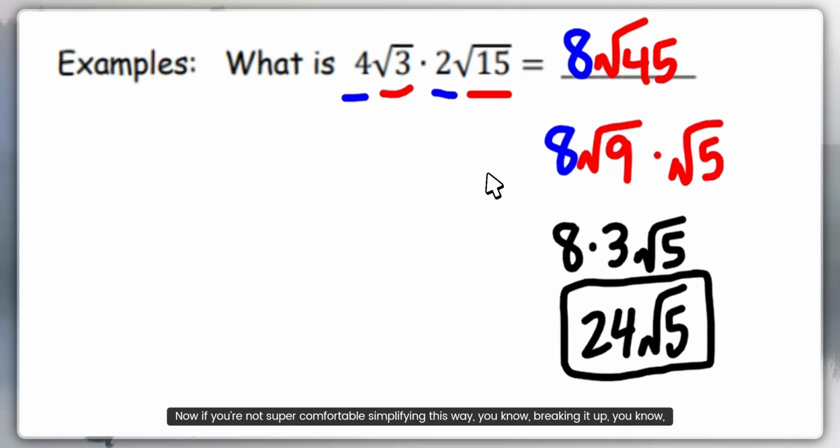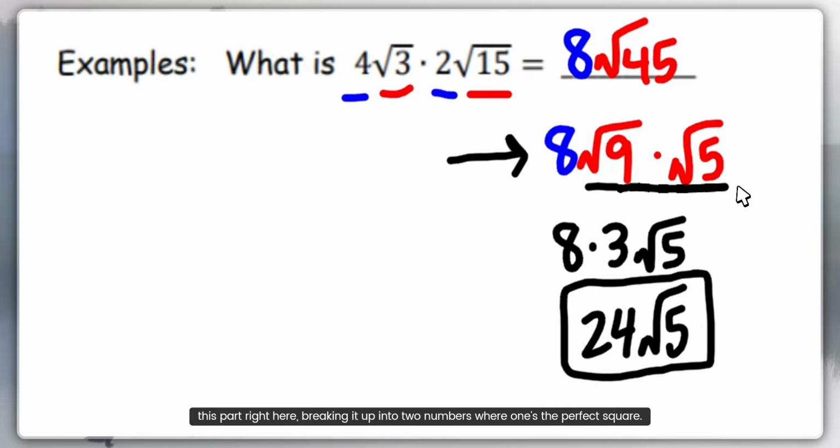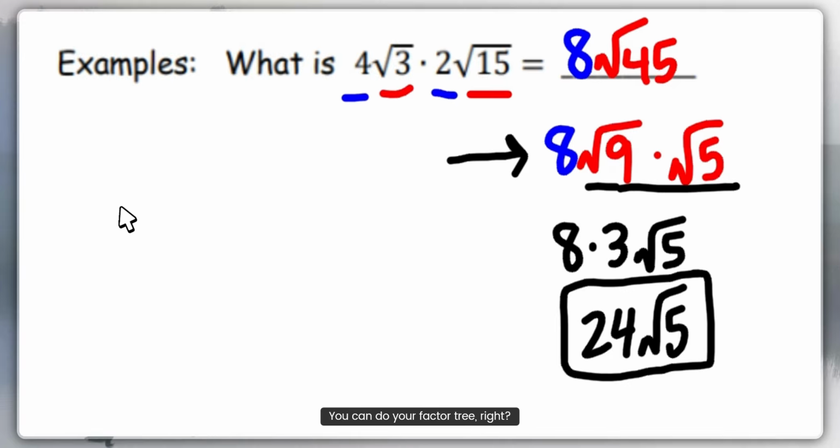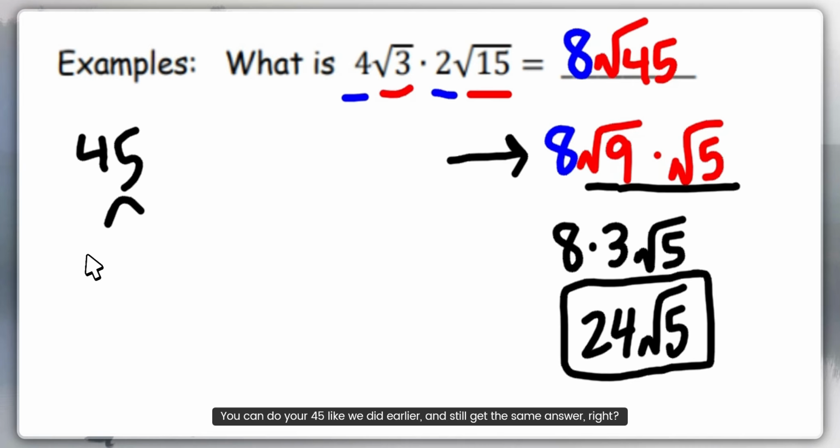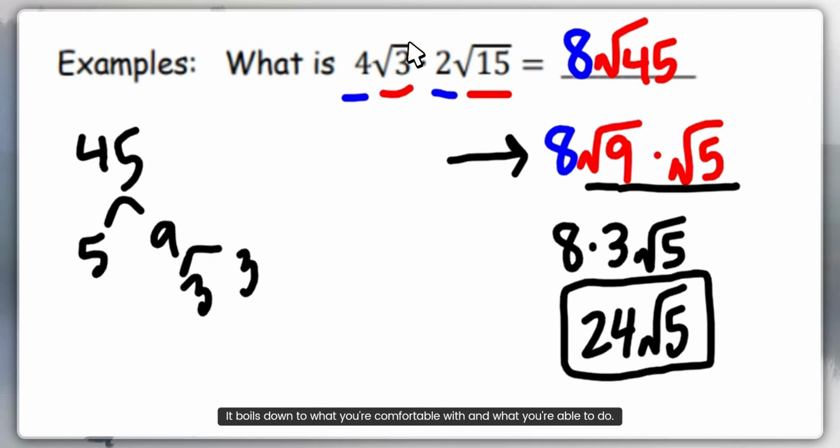Now, if you're not super comfortable simplifying this way, breaking it up, this part right here, breaking it up into 2 numbers where one's the perfect square, you don't have to do it. You can do your factor tree, right? You can do your 45 like we did earlier and still get the same answer, right? It boils down to what you're comfortable with and what you're able to do.